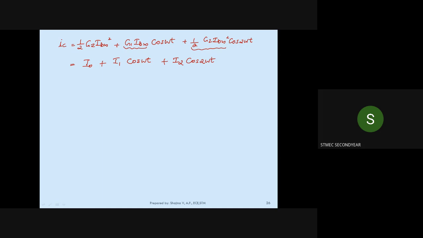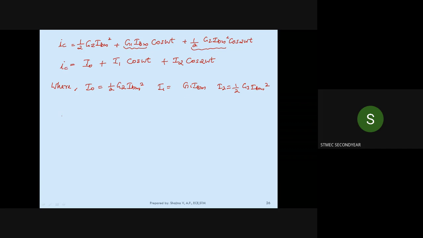So this can be taken as I0, I1 and I2. That is, we can write where my I0 is equal to what? This 1 by 2 into G2 into IBM square, and I1 is equal to G1 into IBM, and I2 is equal to this 1 by 2 into G2 into IBM square. So this I0 and I2 are equal, right? Okay. Now this is the AC collector current.